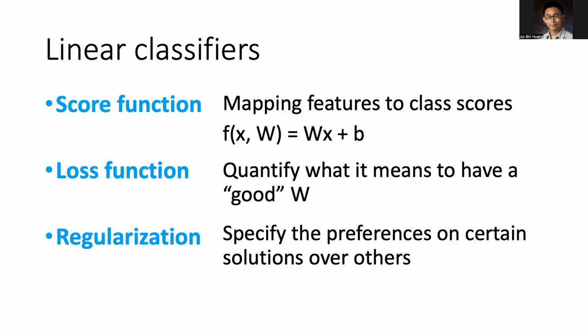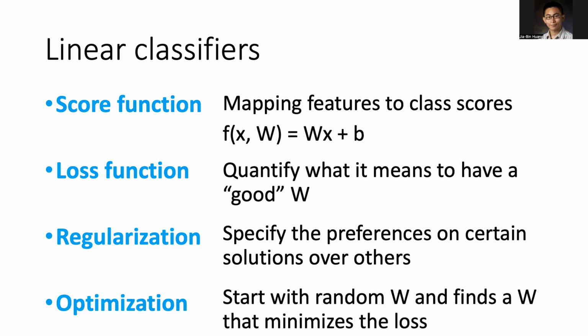And there's another thing called regularization. Regularization basically says that if you only care about fitting the data, then sometimes you will get something that's overfitting. You only care about the training data, but the solution W may not generalize well to others, and therefore you have some preference for what kind of W, what kind of weight, is better than others. So that's called regularization.